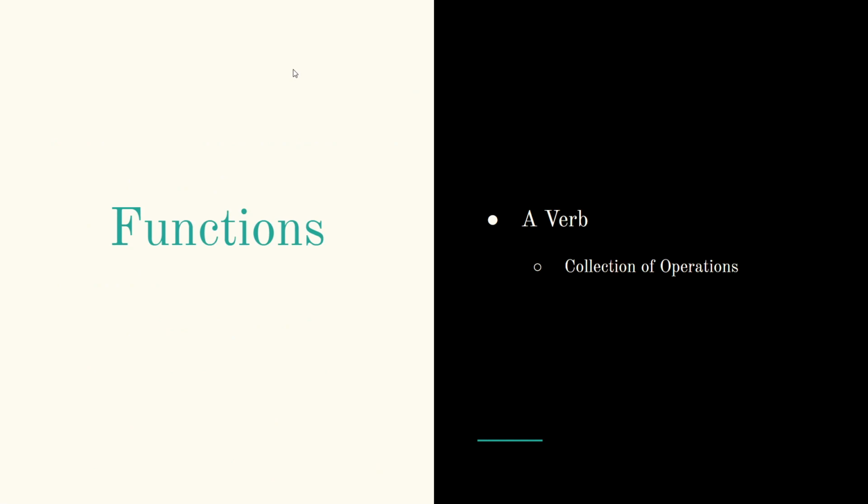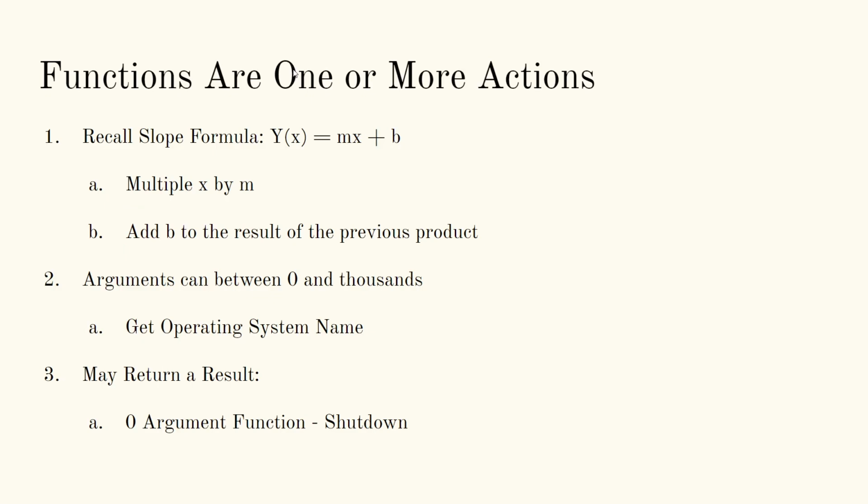The next thing we'll talk about are functions. And functions are analogous to verbs in the English language. So they're a collection of operations. And so functions are one or more actions. So if you recall the slope formula, y equals mx plus b, you take x and you multiply it by m. And then with whatever you do with that, you add b to it.